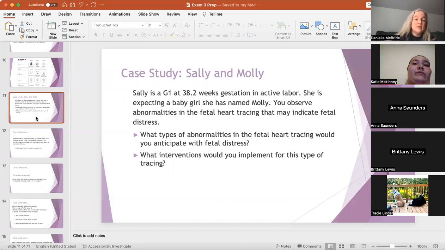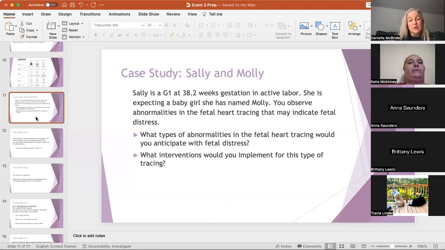What else might we see? Minimal or absent variability. Absent is worse, right? Okay. What about a prolonged deceleration? The heart rate is 80, and it's been 80 for the last 6 minutes. That's probably bad. Okay. What would I do?